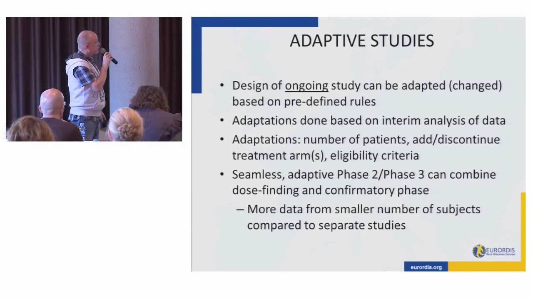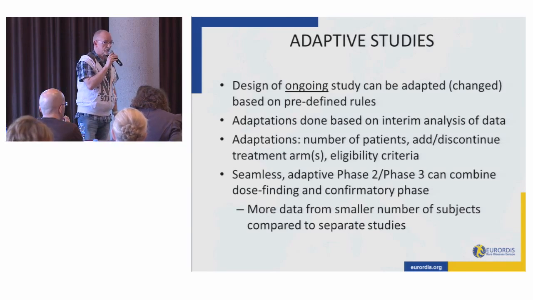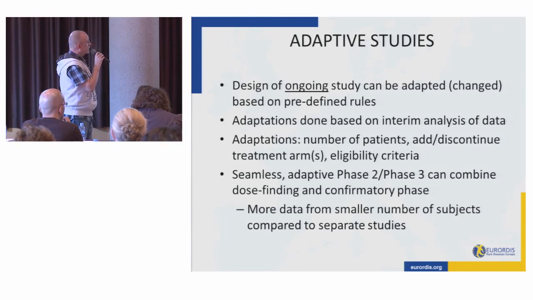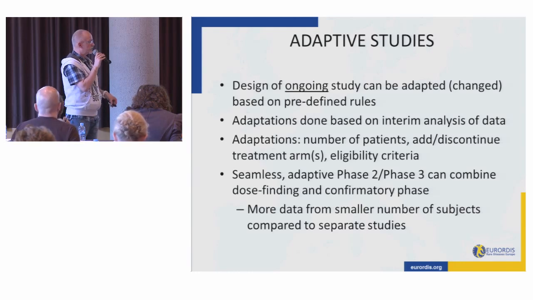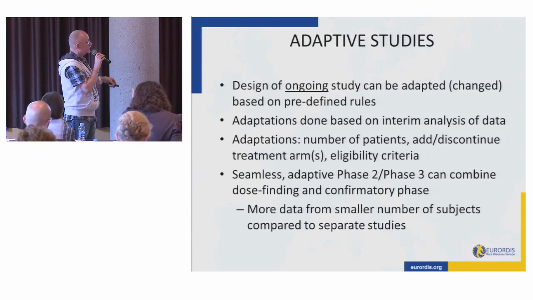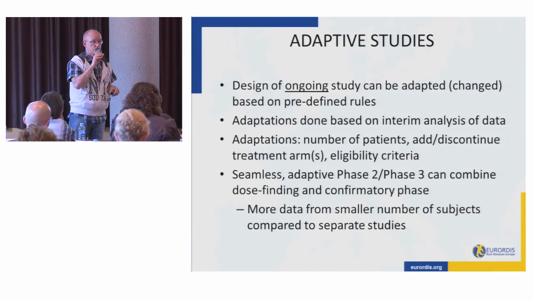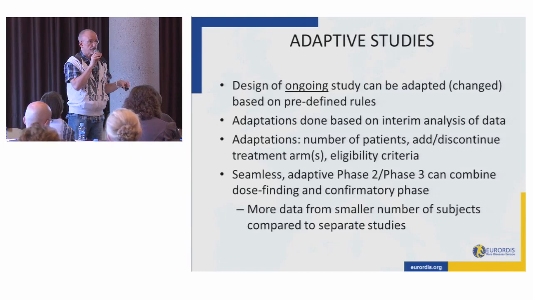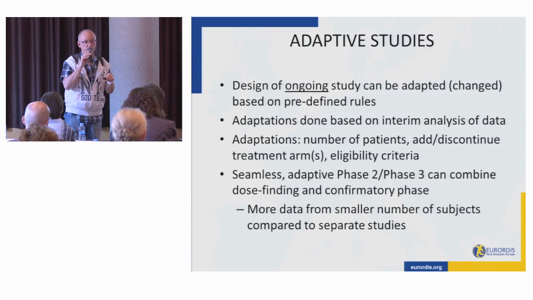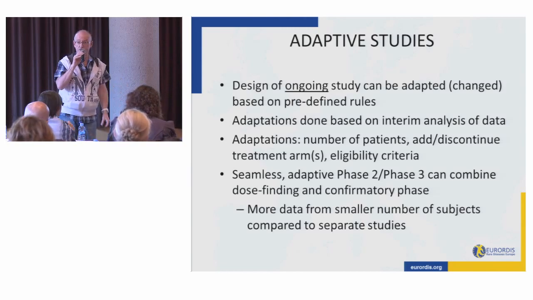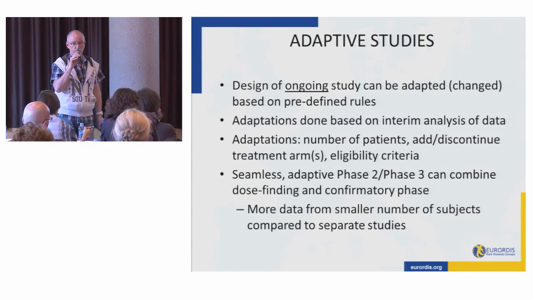And the adaptations are done based on interim analysis. And the adaptations can introduce changes in the number of patients enrolled in the study. You can add or you can discontinue treatment arms based on what you observe. If one of the treatment arms is showing absolutely no promise of any effect, you can discontinue that. Or if one of the treatment arms is showing an effect but is really showing bad safety and tolerability, you may want to discontinue that as well if the other treatment arms are showing some effect and an acceptable level of safety.